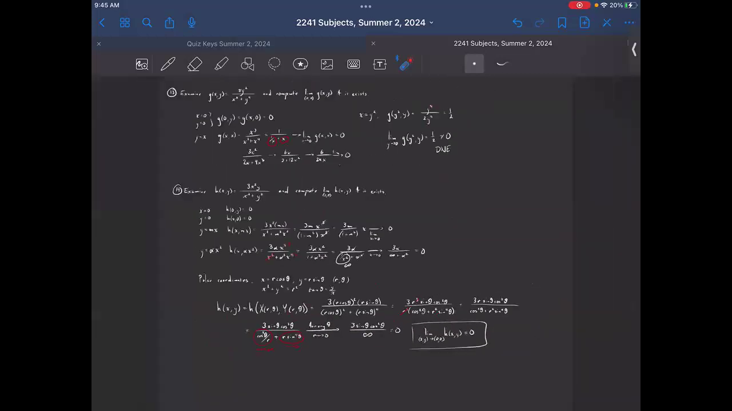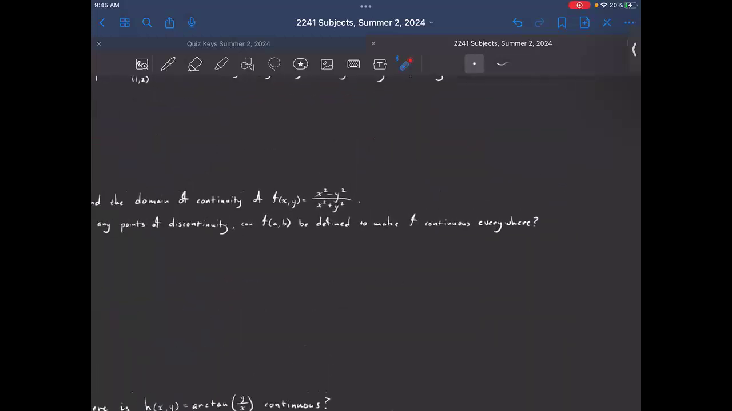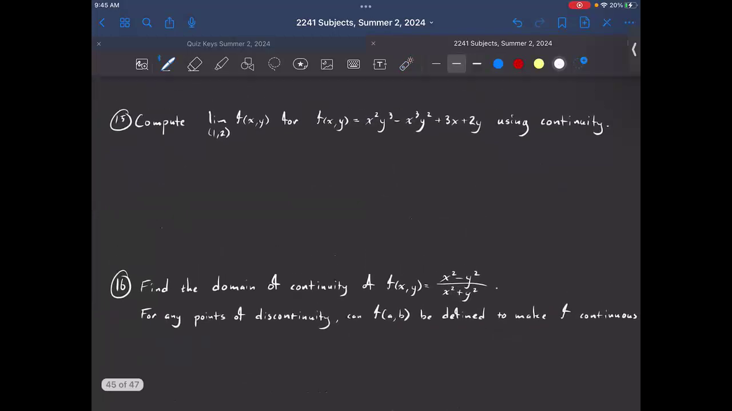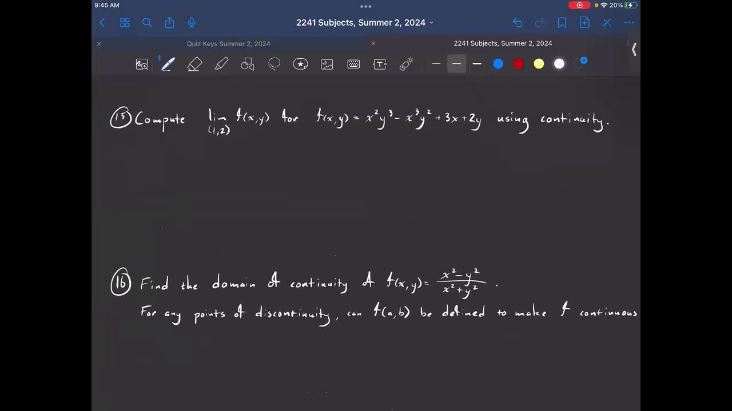All right, we have a few more problems here. Let's just get through them. It says compute the limit as x, y goes to 1, 2 of f for this function. And it says use continuity. Well, this is essentially the idea that we just evaluate at 1, 2. Why does this work? Because f is a continuous function. So note f is a polynomial.